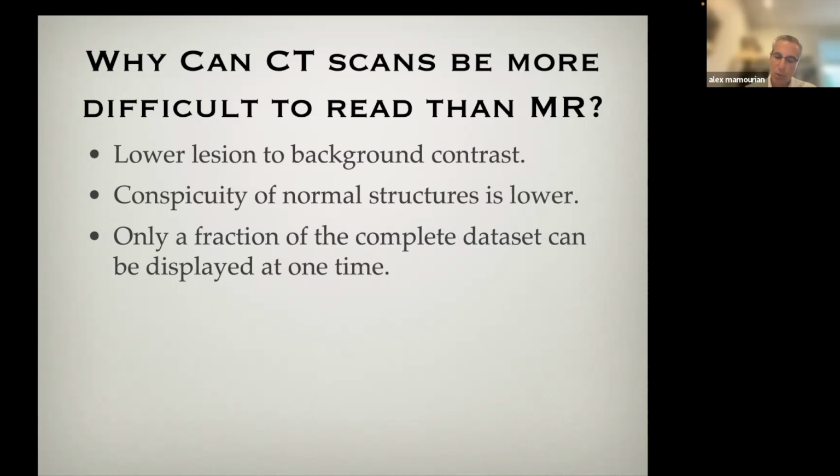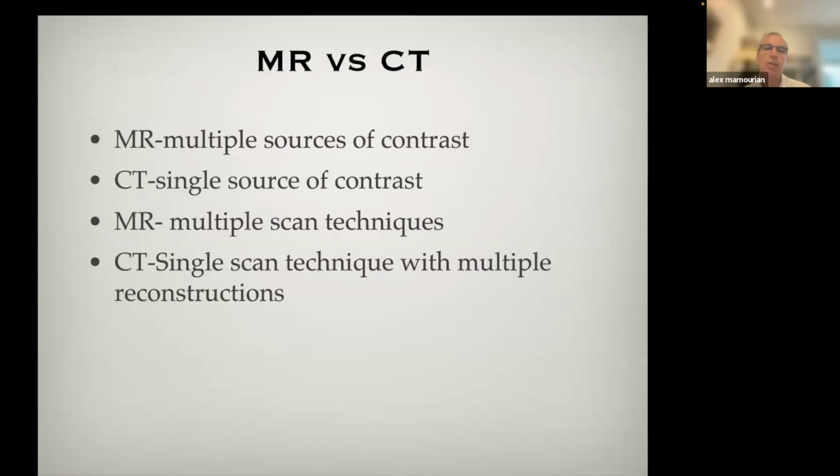The other issue, which is what I want to talk about, is the fact that you can only see a portion of the data set at one time. This comes into window and level. Again, on MR, as we talked about in the last session, there are multiple sources of contrast: T1 weighting, T2 weighting, diffusion, flow, and so on. On CT imaging, we have a single source of contrast, and that is, of course, the X-ray attenuation.